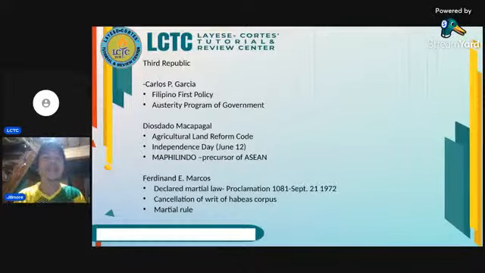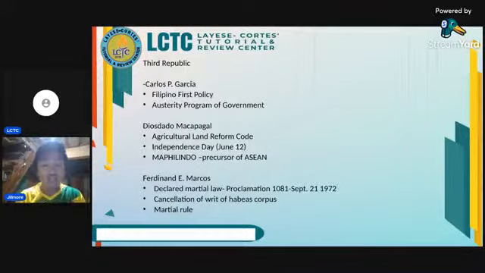Okay. He's also known for establishing the Maphilindo. Okay. That's the precursor of ASEAN. Okay. Malaysia, Philippines, and Indonesia. Okay. Ferdinand E. Marcos declared martial law. Take note, Proclamation number 1081, September 21, 1972.